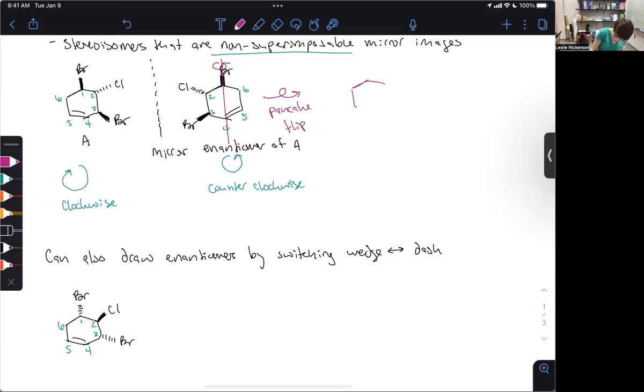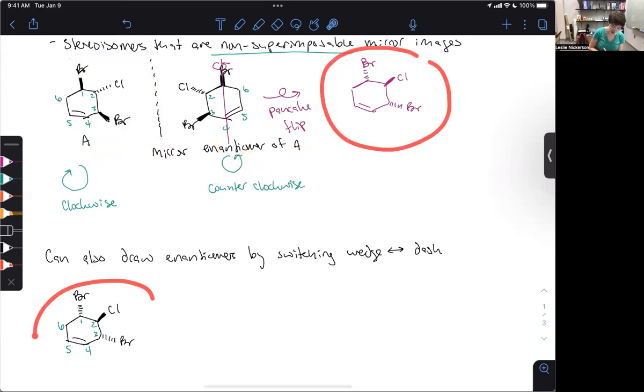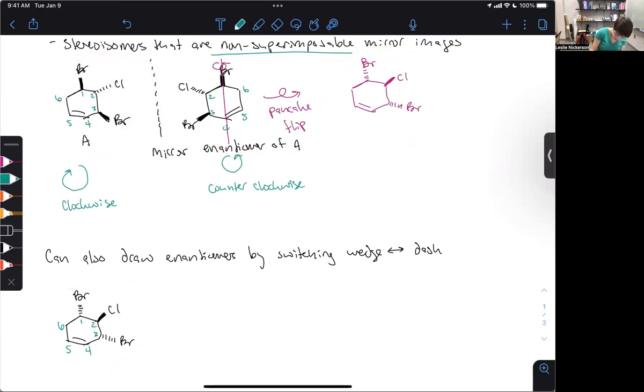So that's going to put my double bond over here. Okay. And then bromine on a dash here, chlorine on a wedge, bromine on a dash. So now we can see this flipped version has all of the opposite wedges and dashes as A does. Okay, so this cannot be superimposed onto A. And this is the same as the drawing that we made down here, where we had the numbering all in the same clockwise direction, but all the wedges and dashes flipped. Okay, so let's look at what that looks like in the models.